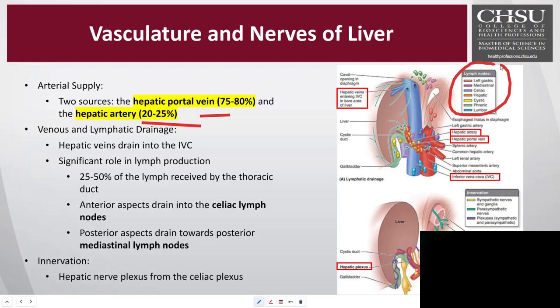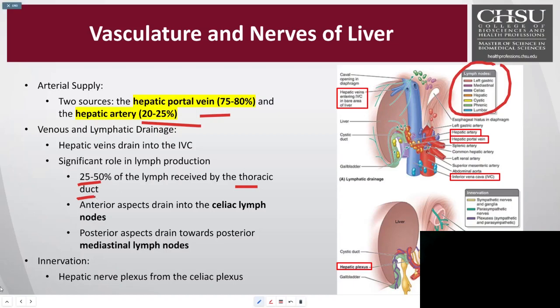It is also important to know that there's a range for different populations for the lymphatic drainage. So 20 to 50% can drain into the thoracic duct, and that could vary. Right? Some people have a little bit more that goes directly in. Some people have less. All right, and I'll stop there for the liver. Any questions on the liver?